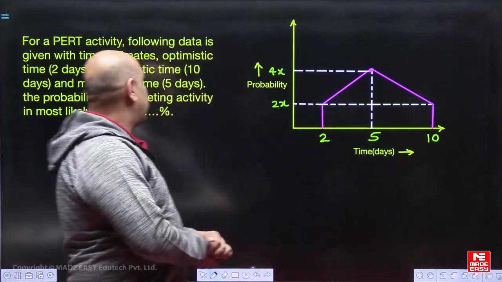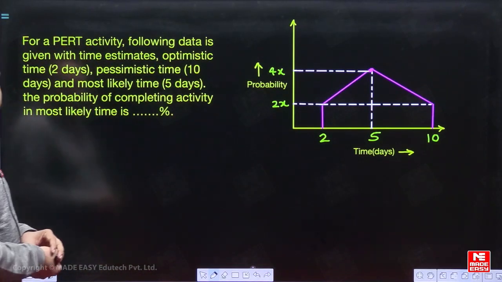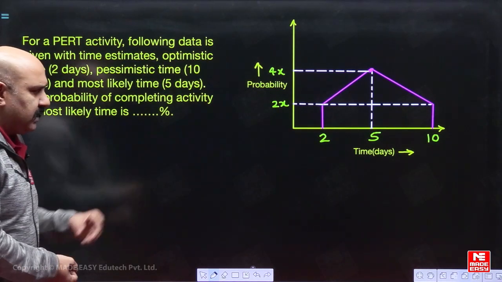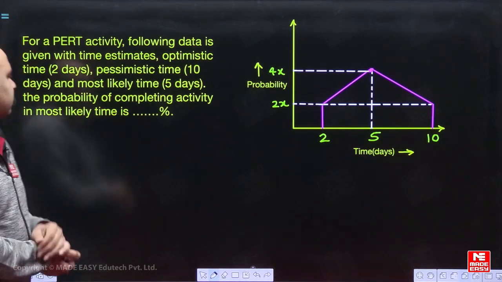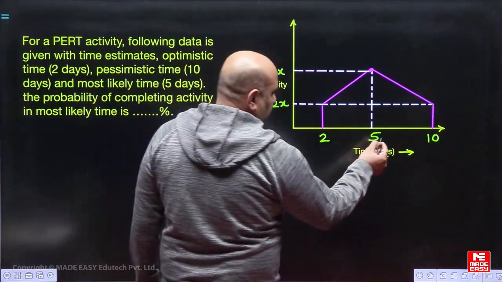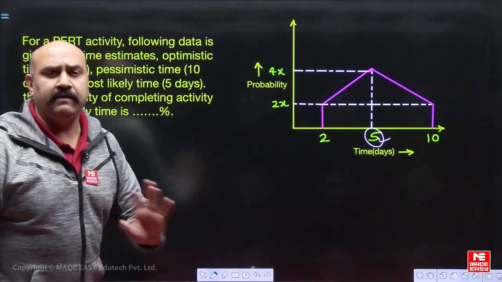So see, first question: for a PERT activity, the following data is given with time estimates: optimistic time, pessimistic time and most likely time. The times given are 2, 5 and 10 days. They are asking what is the probability of completing the activity in the most likely time. See, this is the most likely time. They want to find out the chances that our activity will complete within 5 days.